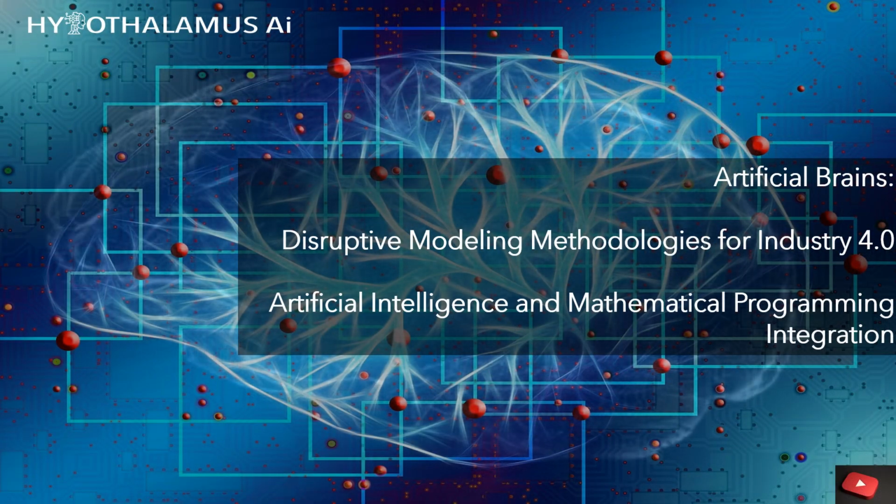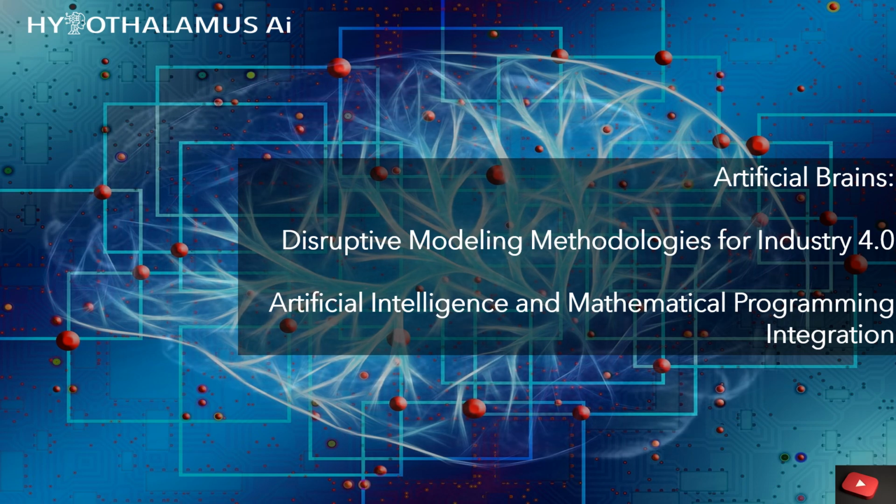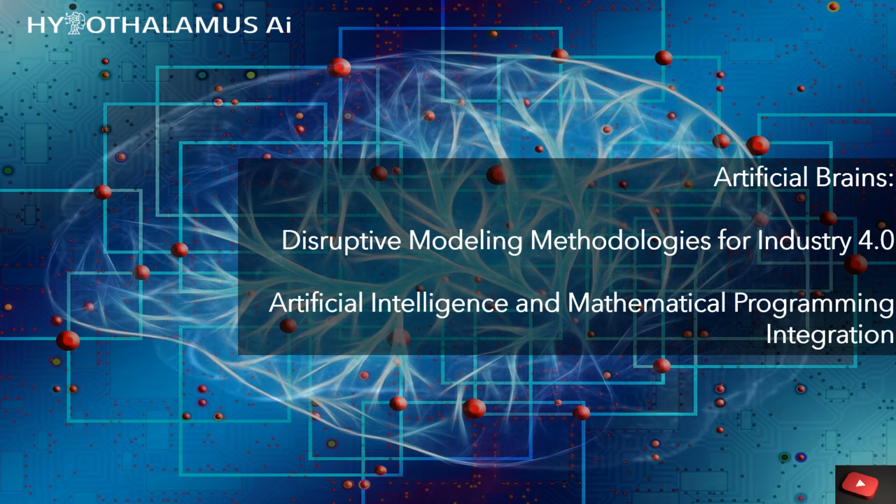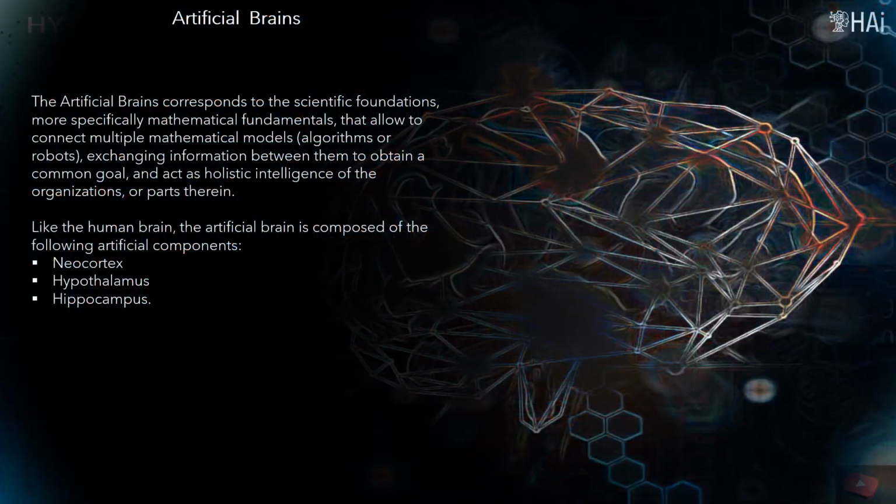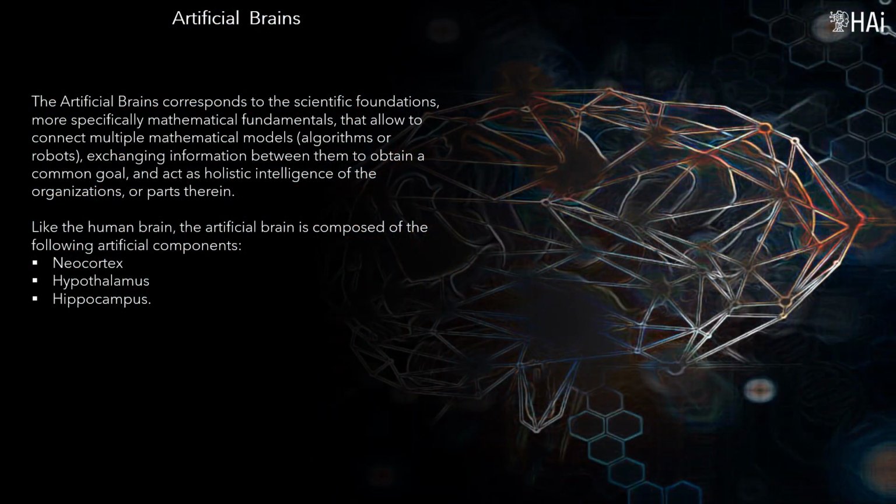Artificial brains is a disruptive modeling methodology for Industry 4.0, based on the integration of artificial intelligence and mathematical programming. The artificial brain corresponds to the scientific foundations, more specifically mathematical fundamentals, that allow to connect multiple mathematical models, algorithms or robots, exchanging information between them to obtain a common goal, and act as holistic intelligence of the organizations, or parts therein. Like the human brain, the artificial brain is composed of the following artificial components: neocortex, hypothalamus, and hippocampus.